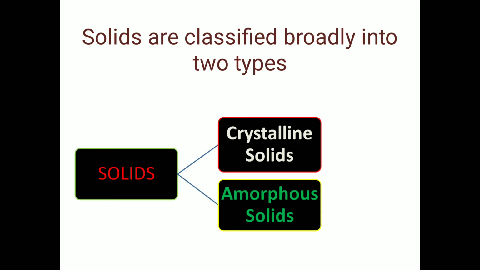If the constituent particles are regularly arranged in a particular pattern and geometry, it is called a crystalline solid. And if the constituent particles are irregularly arranged, they don't have a particular pattern or geometry of arrangement, you call them amorphous solids or pseudo solids. Remember the term pseudo solids. They are also called super cooled liquids.